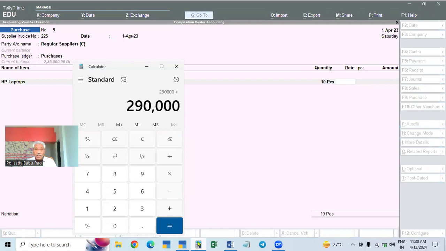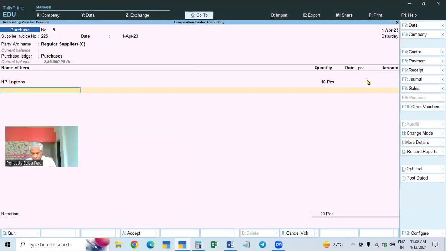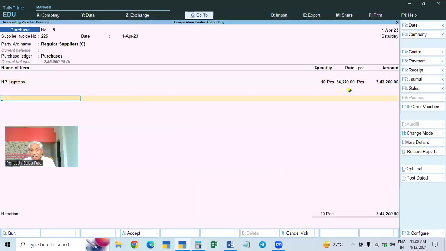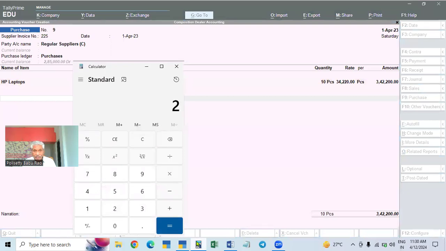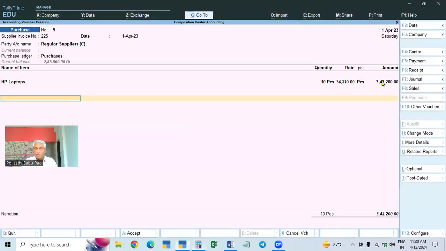But on that, he will charge 18%, for example. So total will be 3,42,200. The original rate is 29,000, but here the total amount will include tax, 3,42,200. So without giving the rate, directly go to the total. Accept this, automatically it will calculate the rate also. See, 29,000 plus 18% will be 34,220 is the rate. Rate we need not give. If you give the total amount, it will calculate the rate.